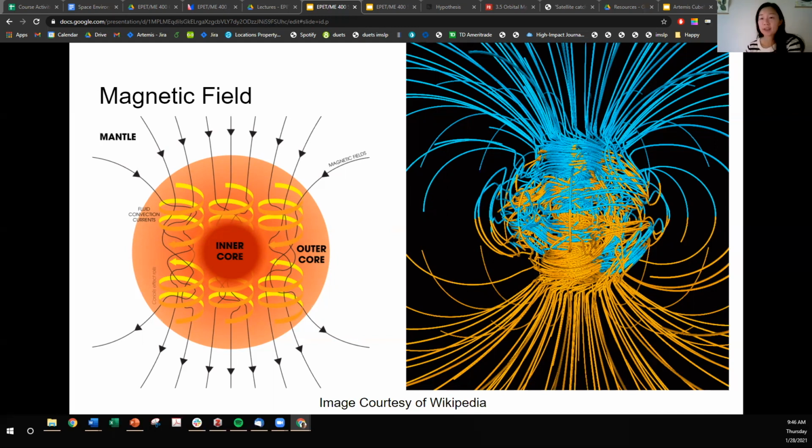As an approximation, it is represented by a field of a magnetic dipole currently tilted at an angle of about 11 degrees with respect to Earth's rotational axis, as if there were an enormous bar magnet placed at that angle through the center of the Earth.